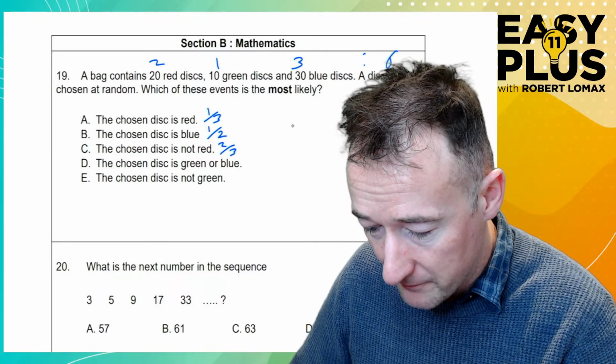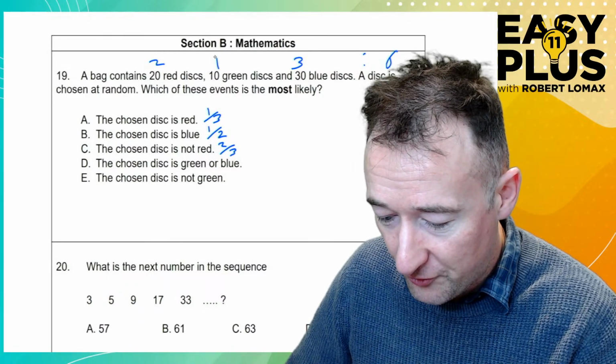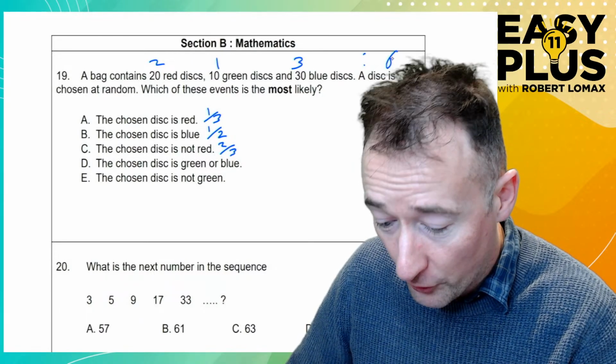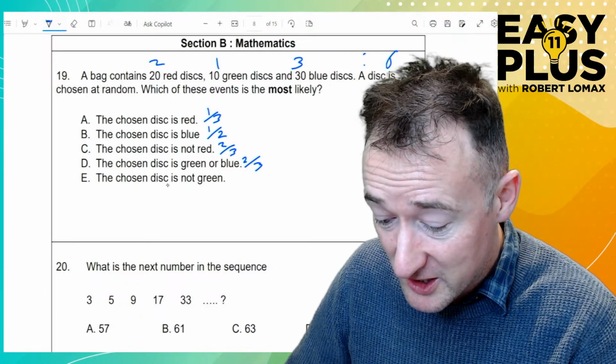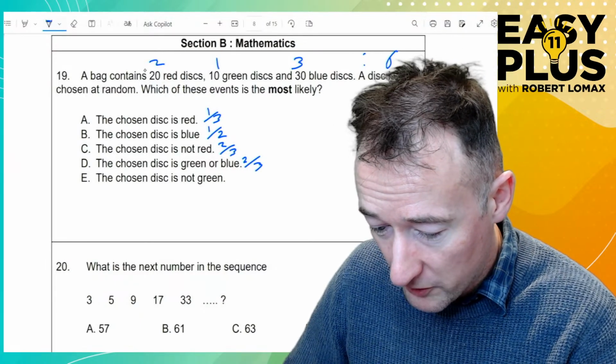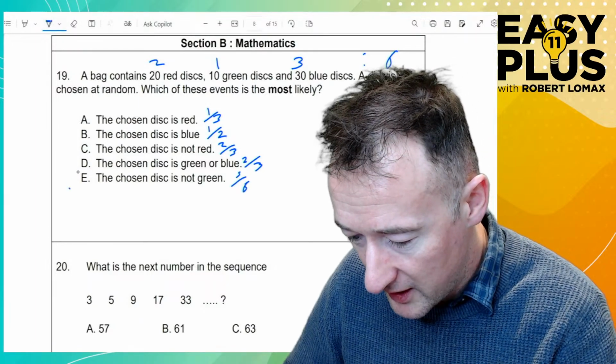That's even more likely. The chosen disc is green or blue. So that's 4 out of 6. That's also 2/3. So neither of these can be the answer, or they both have to be. The chosen disc is not green. So 1, 2, 3, 4, 5 are not green. 5 out of 6. Okay, that's clearly the most likely. So E is the answer.